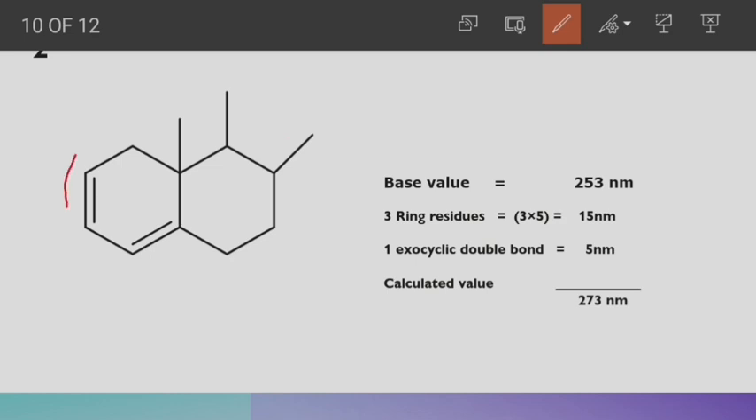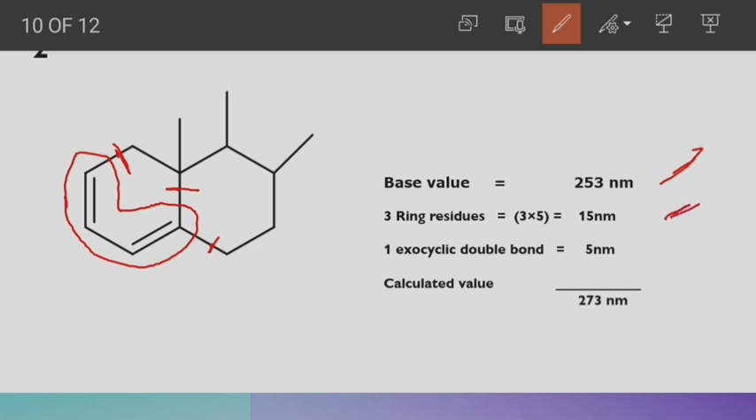If we mark the conjugate diene, so this is our conjugate diene, and both the double bonds are present in the same ring, so it becomes a homoannular compound, and the base value for homoannular is 253 nanometer. And if we count the ring residues, you can see there are 3 ring residues directly connected to this diene, 1, 2 and 3. So the value becomes 3 into 5, 15 nanometer.